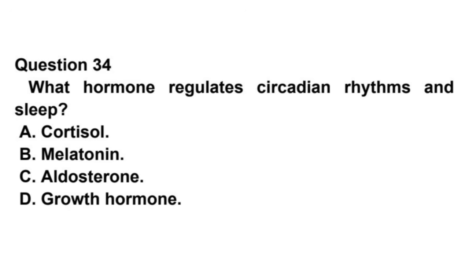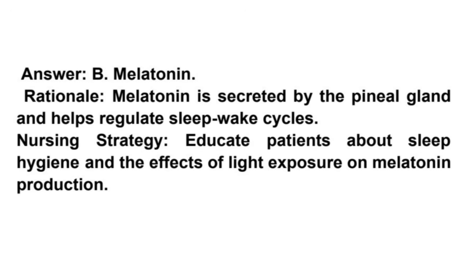Question 34. What hormone regulates circadian rhythms and sleep? A. Cortisol. B. Melatonin. C. Aldosterone. D. Growth hormone. Answer: B. Melatonin. The rationale: melatonin is secreted by the pineal gland and helps regulate sleep-wake cycles. Nursing strategy: educate patients about sleep hygiene and the effects of light exposure on melatonin production.